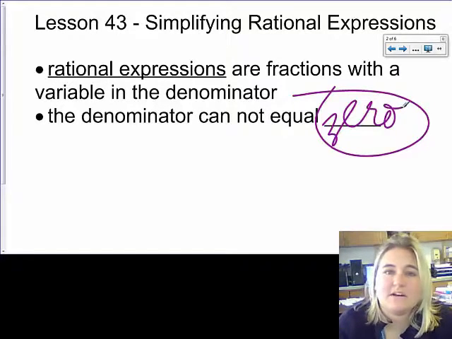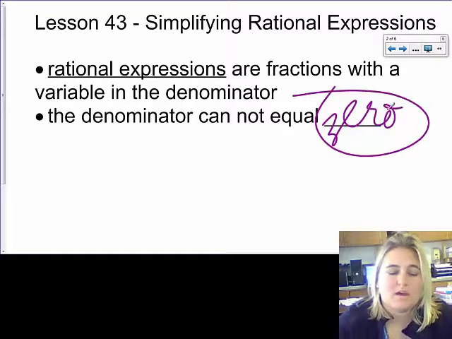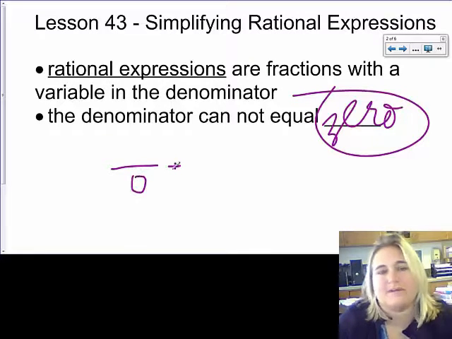We never want the denominator to be equal to 0 because we need to remember that that fraction bar means the same thing as divide, and we can never divide by a 0. We don't know how to divide by 0, so it's undefined. So we don't want the denominator to be equal to 0.